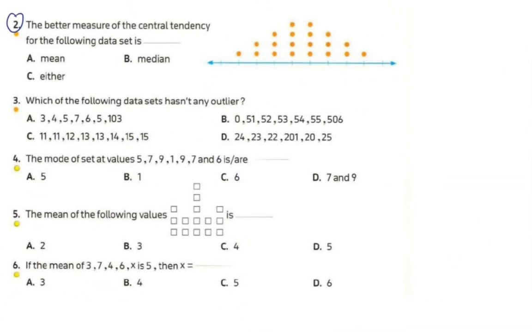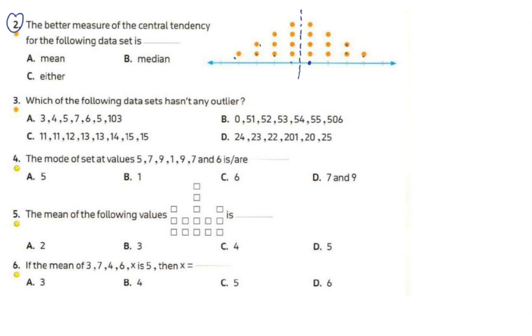Point 2. The better measure of center of tendency for the following data set. We have this dot plot. If you note, this dot plot is what? It is symmetrical. Why symmetrical? Look here, this point has 1, 2, 3, 4. Here we have 1, 2, 3, 4. 1, 2, 3, 1, 2, 3, 1, 2, 1, 2, 1, 1.